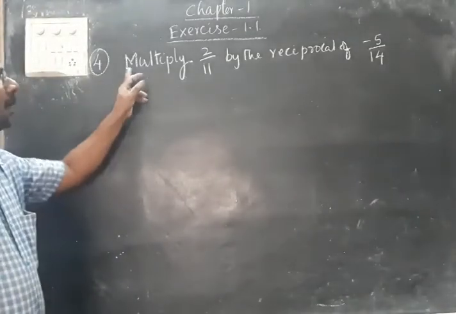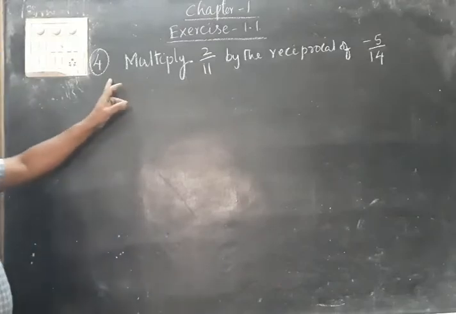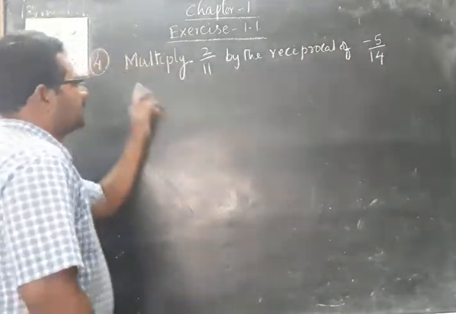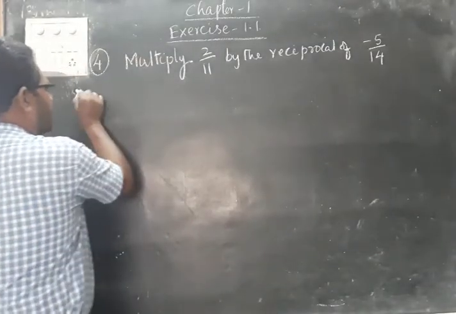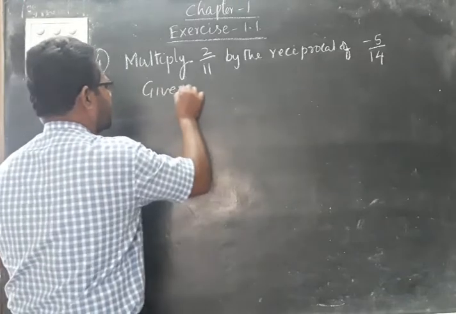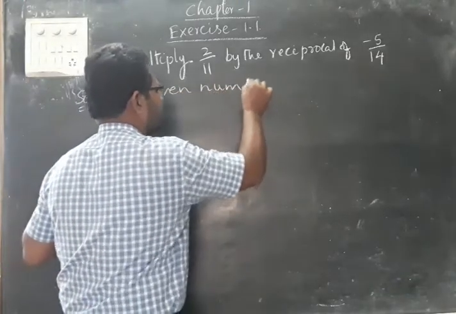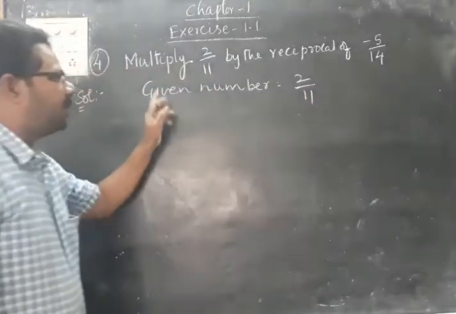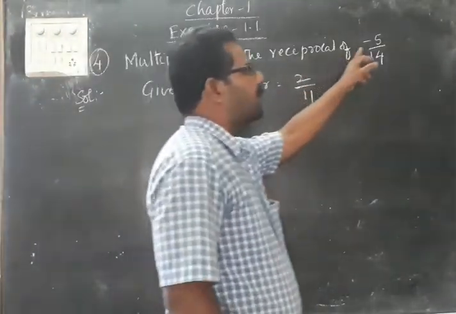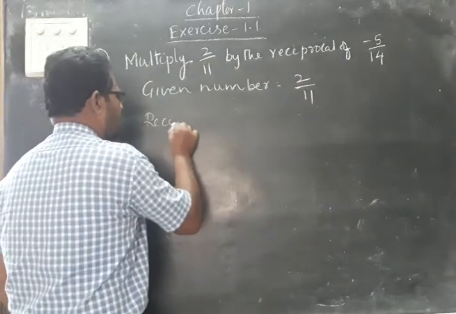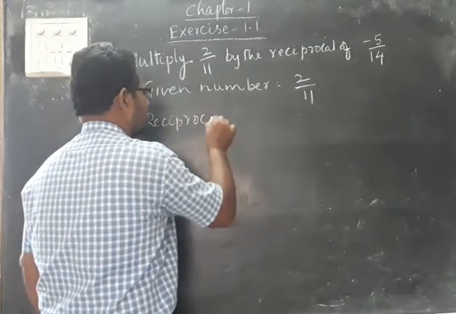Fourth sum. Multiply 2 by 11 by the reciprocal of minus 5 by 14. The given number is 2 by 11. For this solution, what is the given number? The given number is 2 by 11. This should be multiplied with the reciprocal of minus 5 by 14.